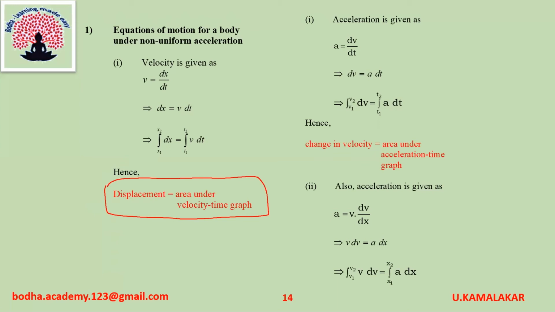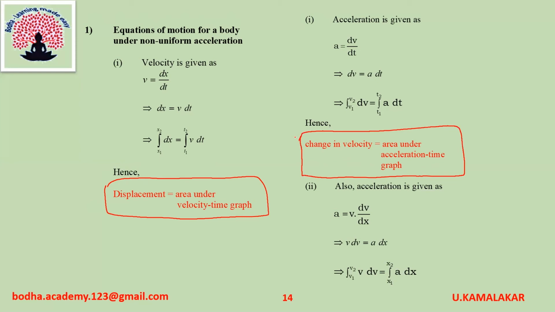Second one, acceleration is given as a = dv/dt. This can be expressed as dv = a dt. On integration, we get integral dv from v1 to v2 is equal to integral a dt with limits t1 to t2. Hence, change in velocity is equal to area under acceleration time graph.